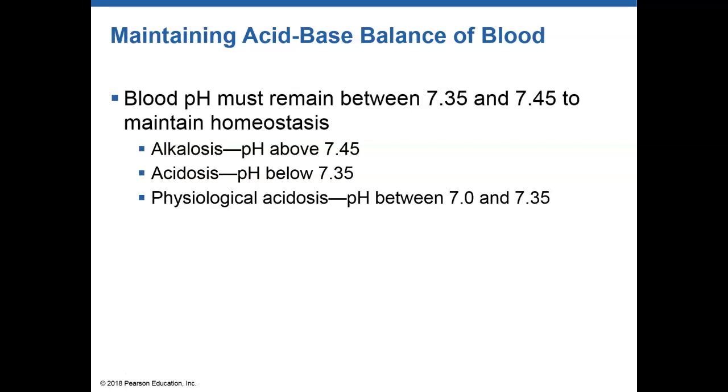So physiological acidosis is between 7.0 and 7.35. And so we typically have to worry more about acidosis than alkalosis. You don't have a lot of people coming in with alkalosis, though it can be a problem. And we'll talk briefly about it.